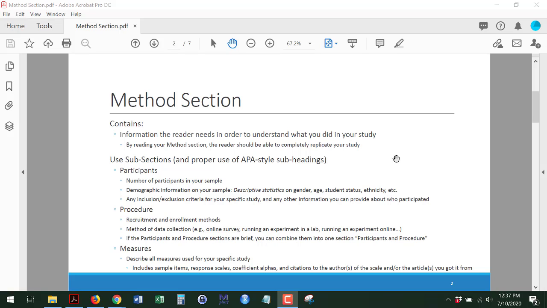So let's talk about each of these in turn. And before we do, I'll just make a comment that if your participants and procedure sections are fairly brief, you can combine them into one section that's titled Participants and Procedure. This is pretty common in studies.